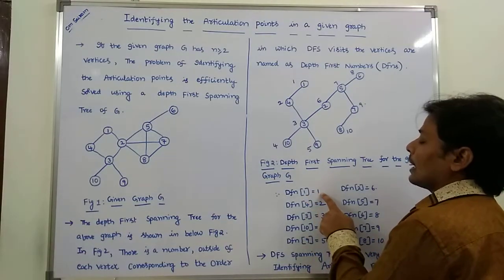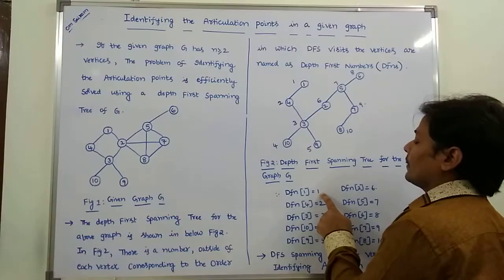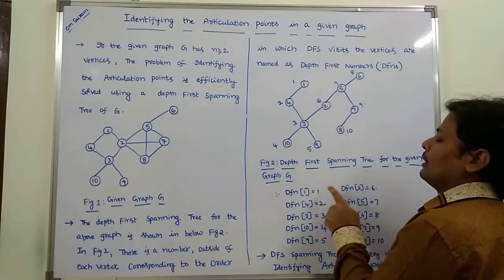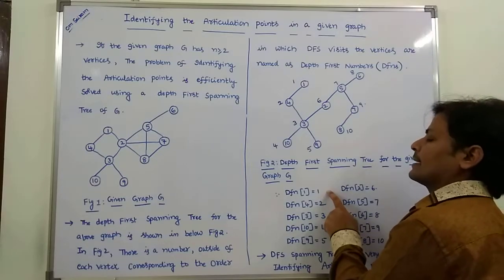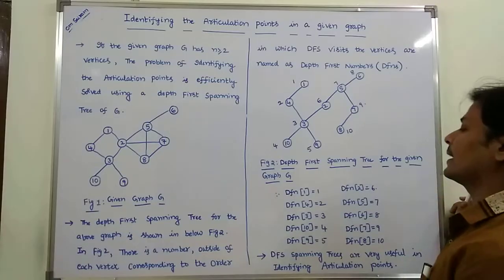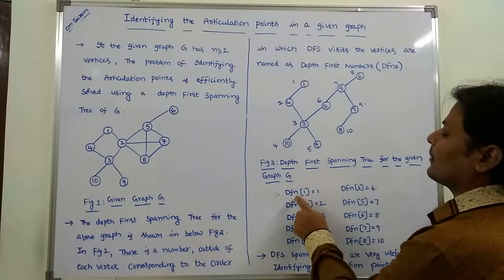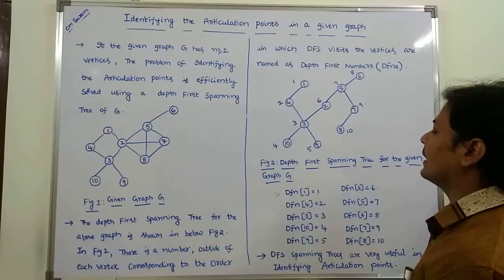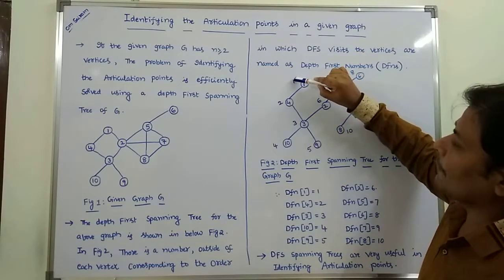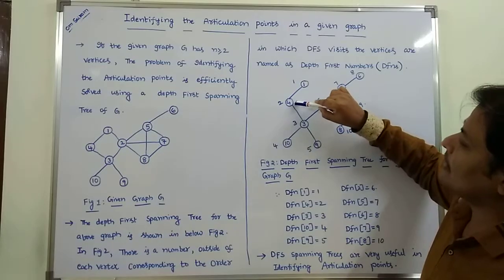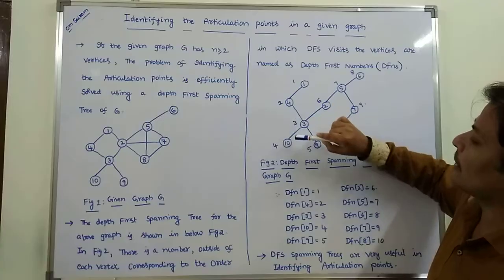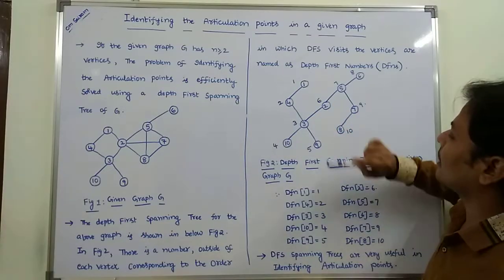This is the number outside of each vertex that indicates the order in which DFS visits all the vertices in the given graph. That is named the depth first number, DFN. So here this is vertex 1 with its DFN number, vertex 4 with its DFN number, vertex 3, vertex 10, each with its DFN number.